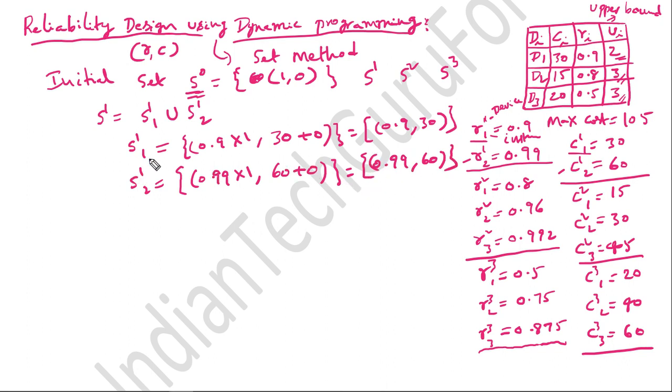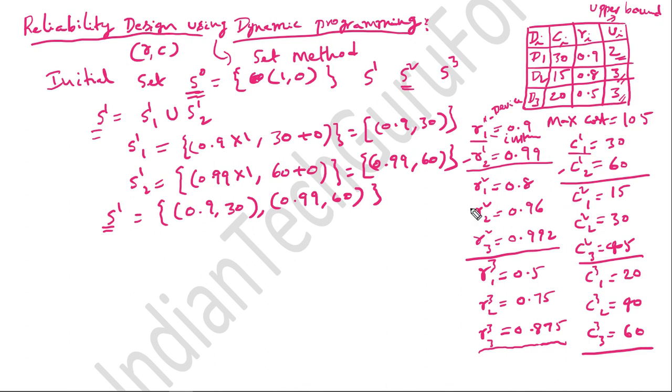So this ordered pair we are going to get. Now based on the S power 1 suffix 1 and S power 1 suffix 2, we can calculate S power 1 value. So S power 1 will be the union of these two sets. That is, we will be getting the ordered pairs 0.9 comma 30 as well as this ordered pair 0.99 comma 60. So like this we can calculate the S power 1. Now S power 2 can be calculated based on the values of S power 1 as well as the reliability and the cost of the second device.